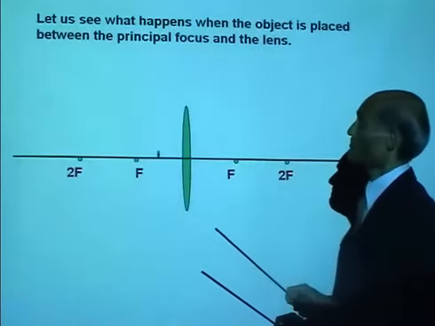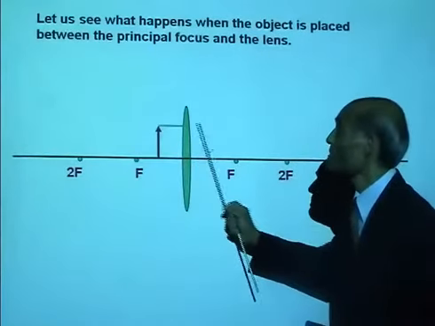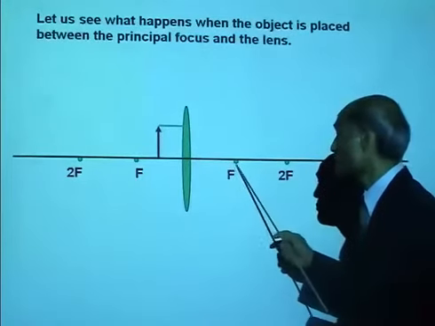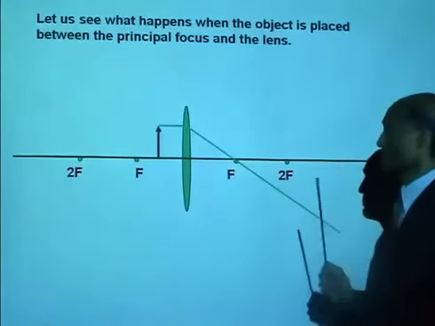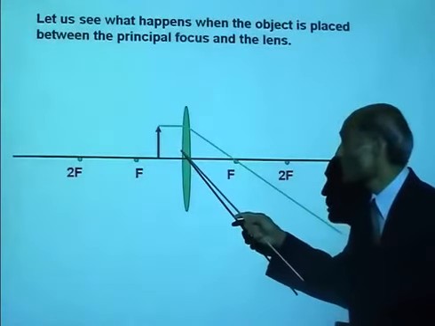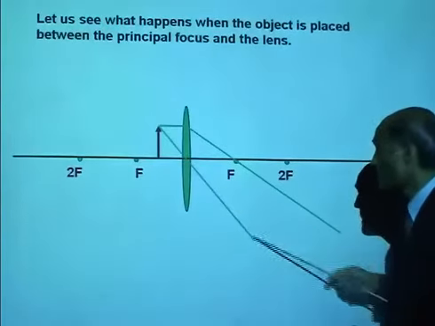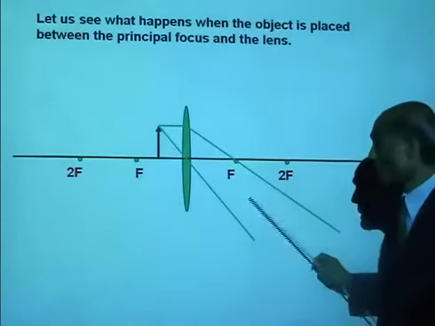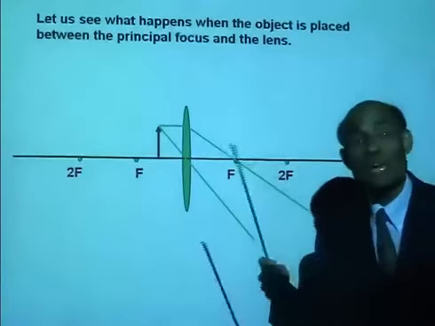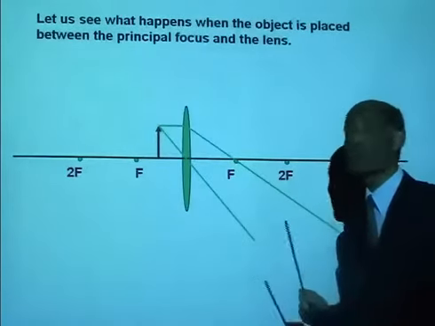What happens? Alright, let's take a ray that is parallel to the principal axis. After refraction, it will pass through the principal focus. There it goes. Now let's take a ray that will be going through the center of the lens. It will go without deviation. And if you look, can these 2 rays meet to produce a real image? Well, no. These 2 rays cannot meet.